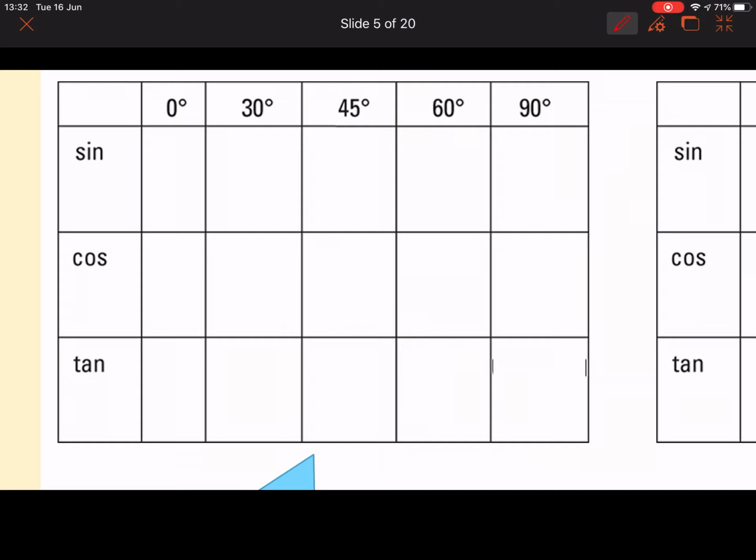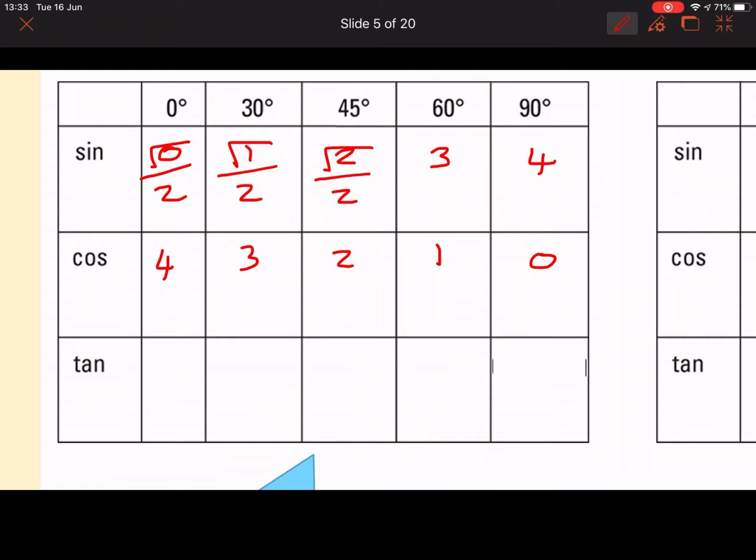Right, once you've got your table written like that, now you can start to fill it in. The first bit we do is we start at 0. We just go 0, 1, 2, 3, 4. Nice and simple. Then on the row below for cos, we do it backwards: 4, 3, 2, 1, 0. Now we're going to square root everything and put it over 2. Square root over 2, square root over 2, and so on. And then we're just going to need to simplify it.